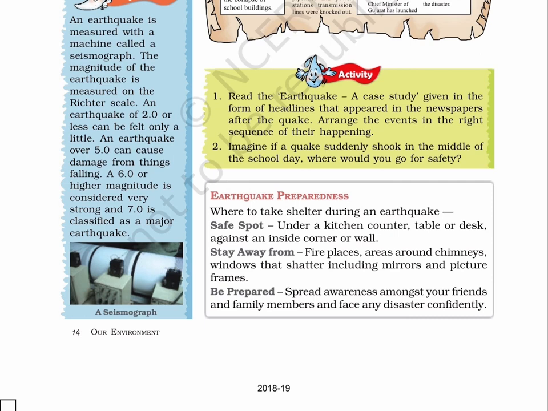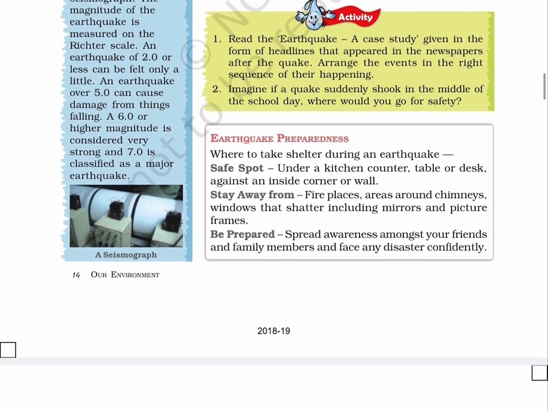Earthquake preparedness. Where to take shelter during an earthquake. Safe spot: under a kitchen counter, table or desk, against an inside corner or wall. Stay away from fireplaces, areas around chimneys, and windows that shatter, including mirrors and picture frames. Be prepared. Spread awareness amongst your friends and family members and face any disaster confidently.